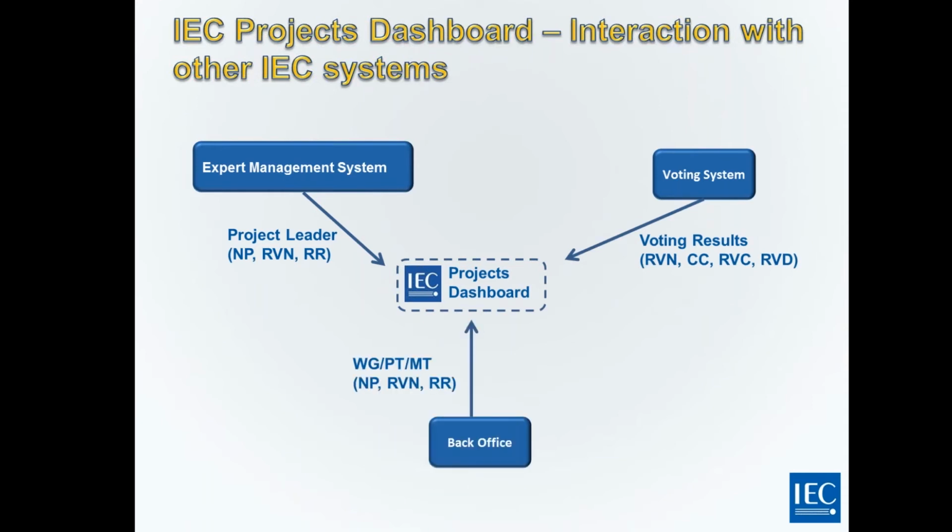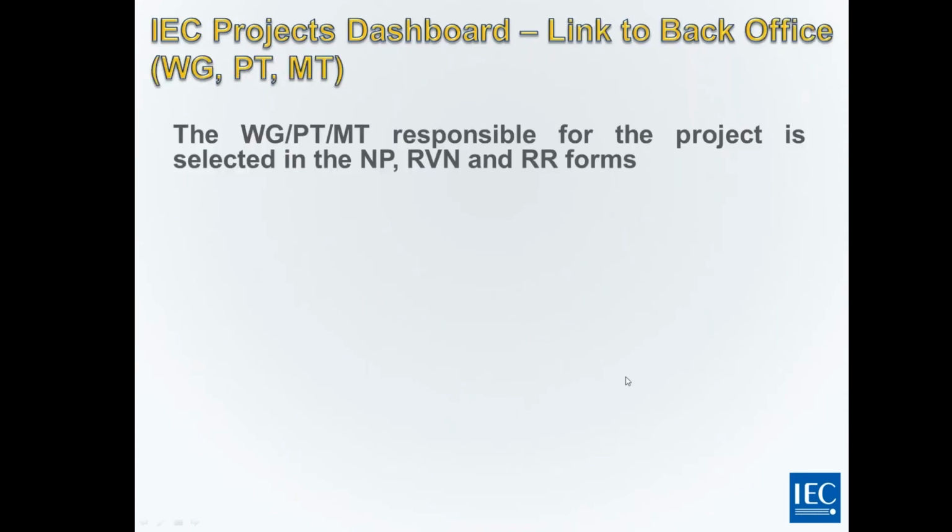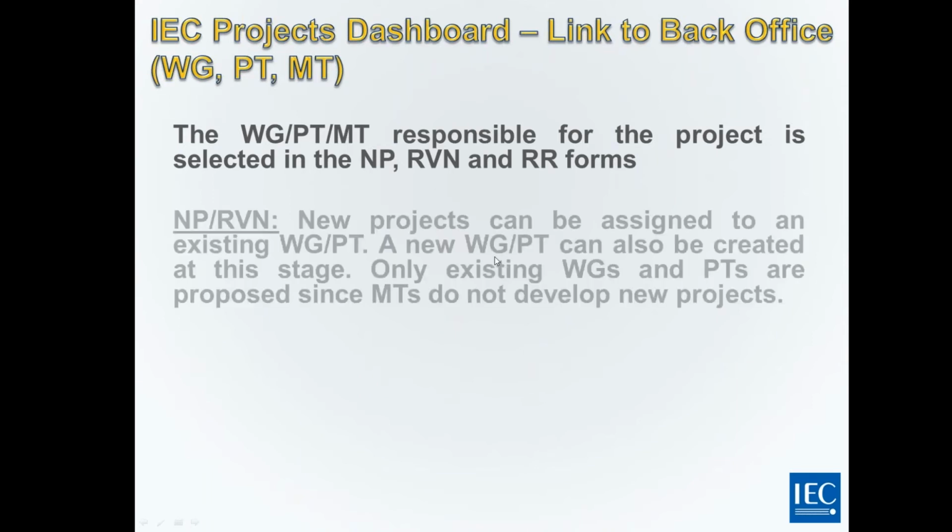And of course, it is also linked to our back office where we manage the membership of working groups, project teams, and maintenance teams so that you can select existing working groups, project teams, and maintenance teams when you prepare NP, RVN, or RR documents. There is also a link to the working group, project team, maintenance team responsible for the project, and it is selected in the NP, RVN, and RR forms.